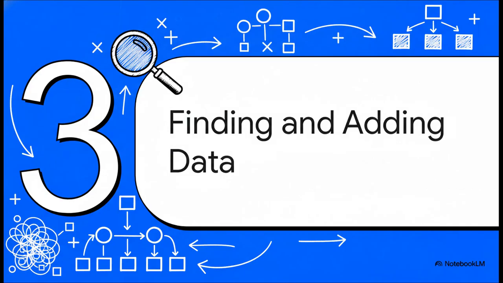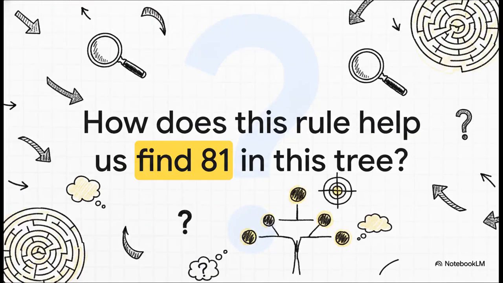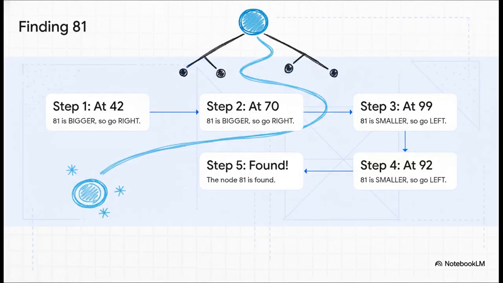Okay, so we've got the rule down. Now for the fun part. Let's actually put this thing to work and see how it helps us find what we're looking for in this, well, what looks like organized chaos. All right, time for a little test. Our mission, should we choose to accept it, is to find the number 81. Looking at this whole tree, where do we even begin? Well, we always start at the top, the root, which is 42. Is 81 bigger or smaller? It's bigger, so we go right. And just like that, boom, we've ignored the entire left side of the tree. We just cut our search in half with one decision.